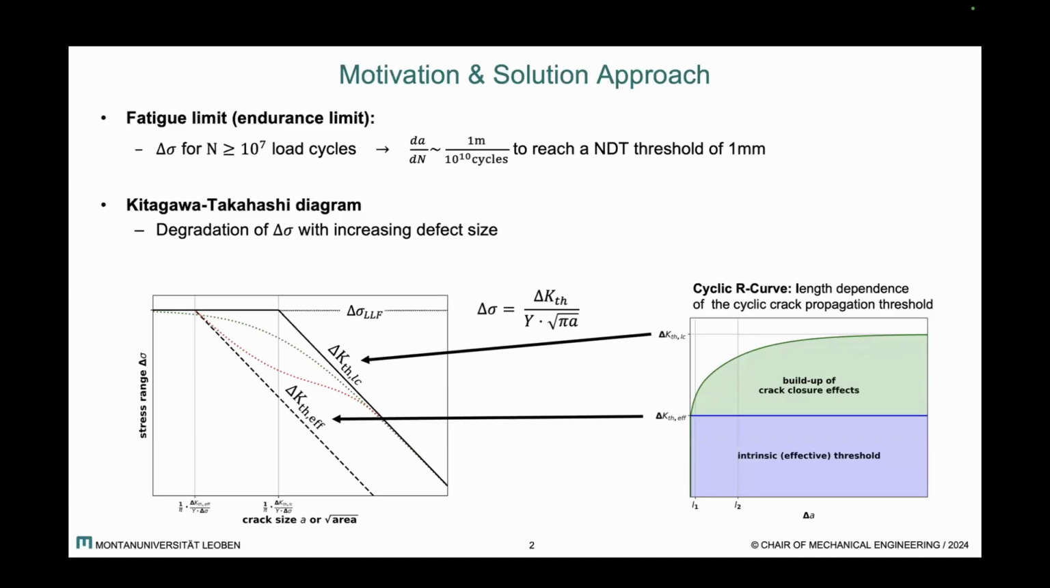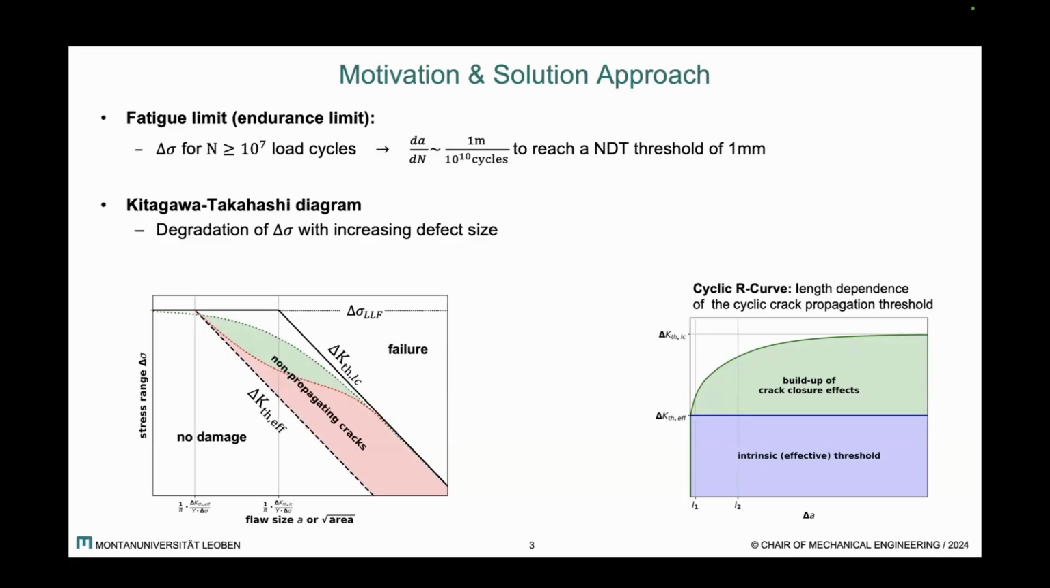The limit curves come from fracture mechanical aspects of short crack growth, where we have two limits, the intrinsic threshold and the long crack threshold, which separate this diagram into a region of no damage, non-propagating cracks with the buildup of crack closure as a crack grows, and the failure above the long crack threshold.